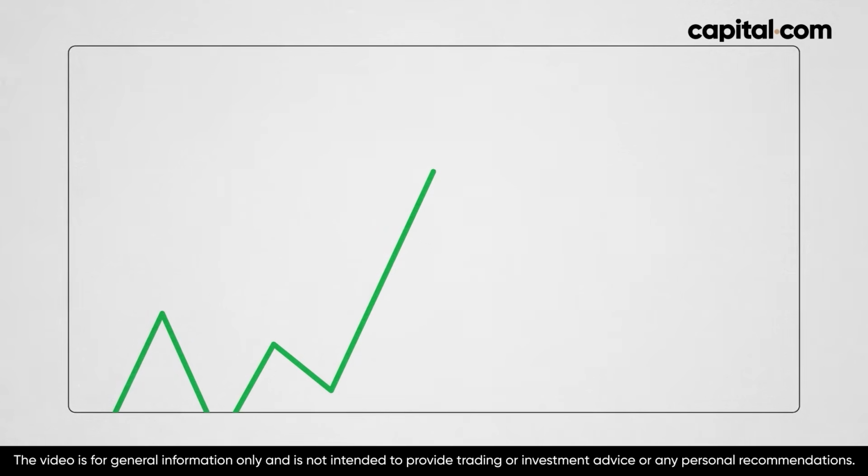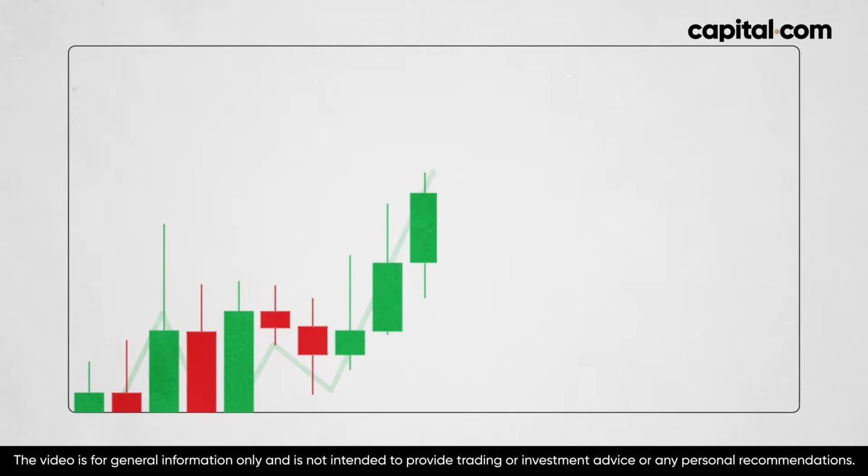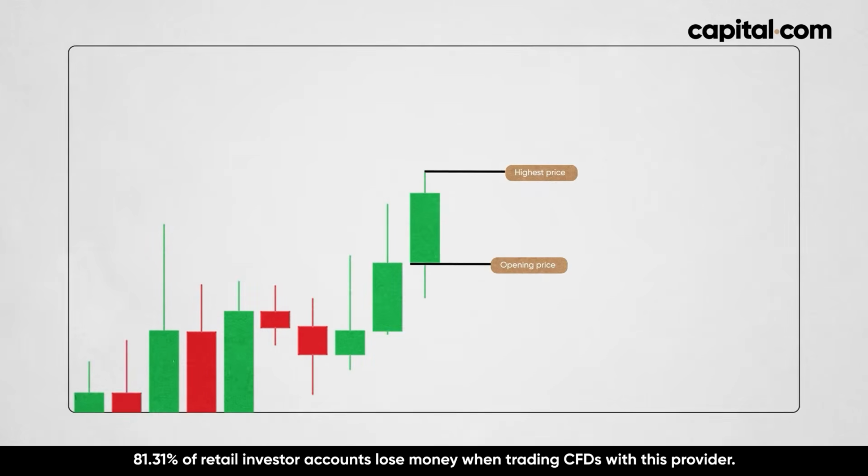A line chart only shows 1 data point, the closing price, while candlestick charts show 4 key data points: opening price, highest price, lowest price, and closing price. This gives us a much clearer picture of how price moved within a single time frame.